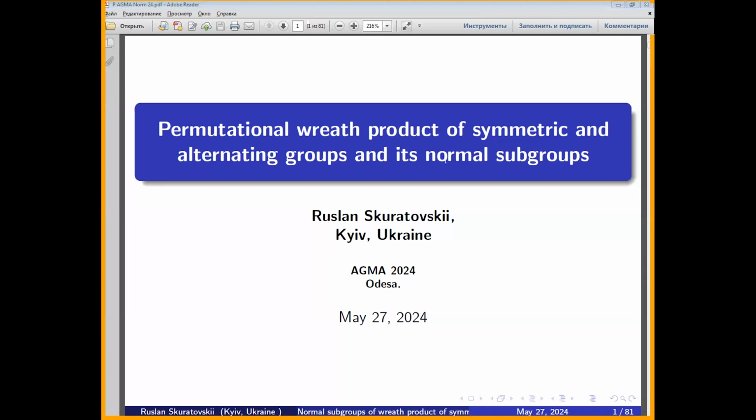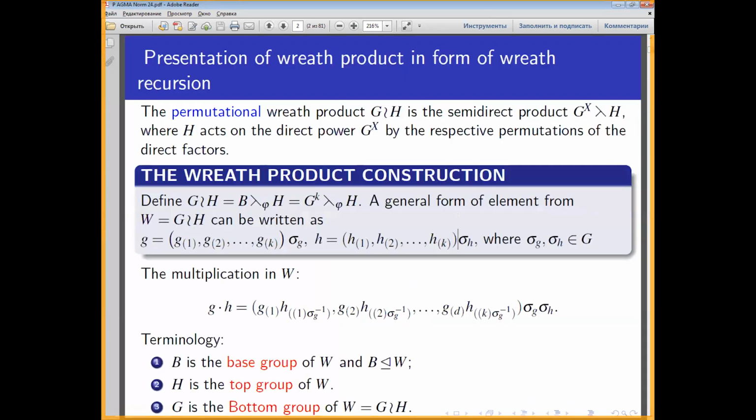Thank you. So now I recall the construction of the standard wreath product and the permutational wreath product. The permutational wreath product is a semi-direct product of group H and G to the power X, where H acts by shifting copies of multipliers from the direct product, and this semi-direct product can be presented in such a form: H semi-direct product with B, where B is termed the base of the wreath product, and H acting by permutation of copies of direct multipliers G.